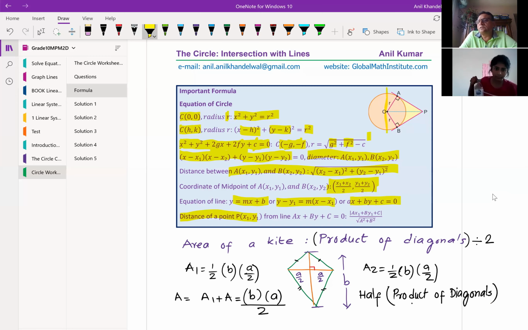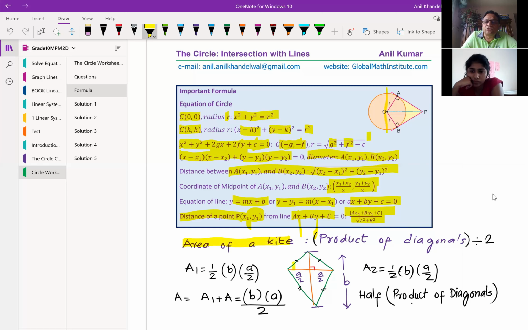Now, many times, especially to find the area of a triangle, you need the distance from the center to the chord. Use this particular formula, where ax plus by plus c equals 0 is the equation of the line, and you substitute x and y with the point x1, y1. So the distance is the absolute value of ax1 plus by1 plus c, divided by the square root of a square plus b square. Also, in this case, we'll need the area of the kite.